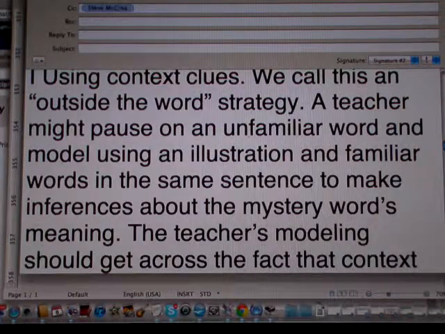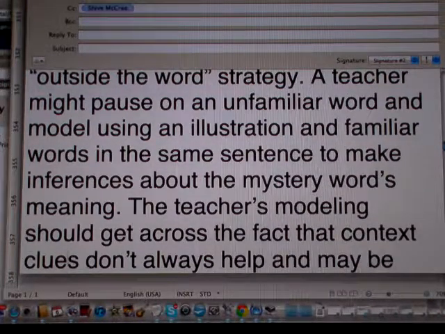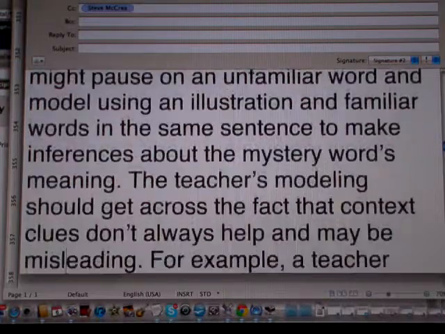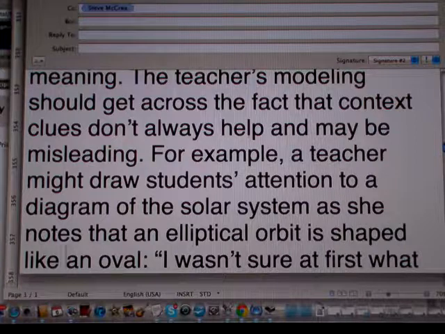First, using context clues. We call this an outside-the-word strategy. A teacher might pause at an unfamiliar word and model using an illustration and familiar words in the same sentence to make inferences about the mystery word's meaning. The teacher's modeling should get across the fact that context clues don't always help and may be misleading.